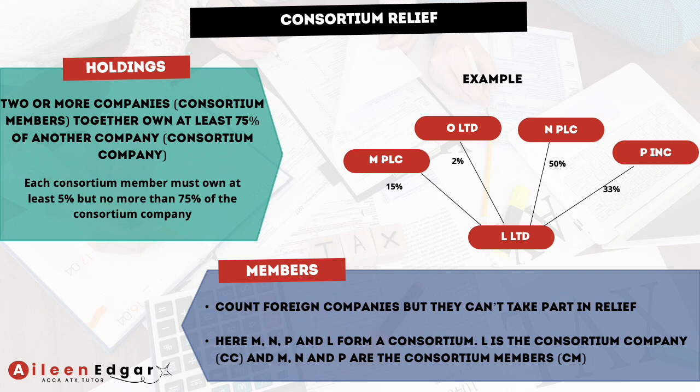Although it can't actually take part in giving or receiving losses in this group, if we didn't include P Inc, then there wouldn't be a consortium in place, because together the other companies only would own 65% of the shares in L Limited.